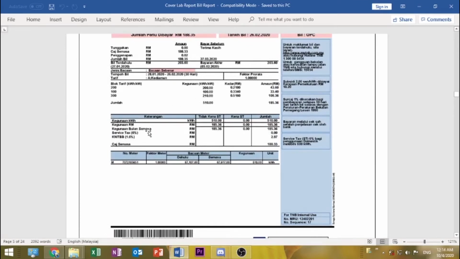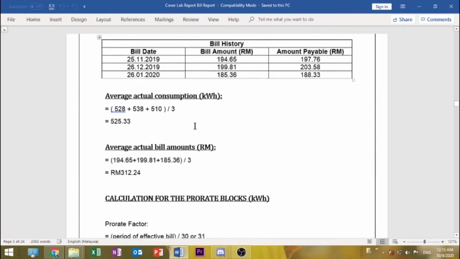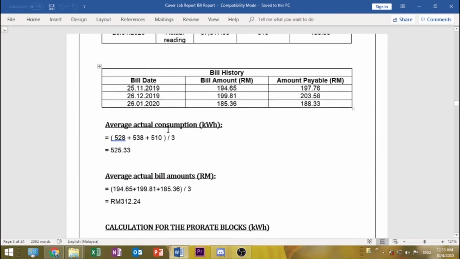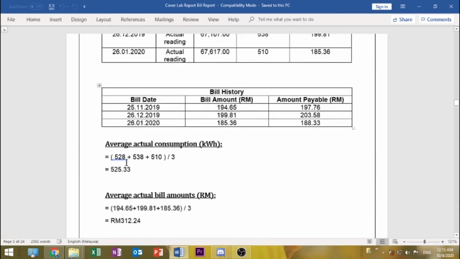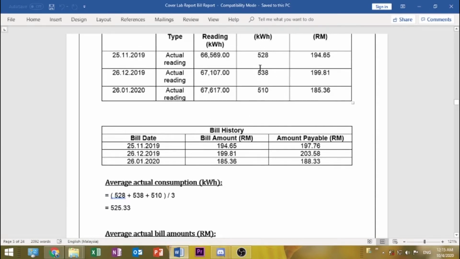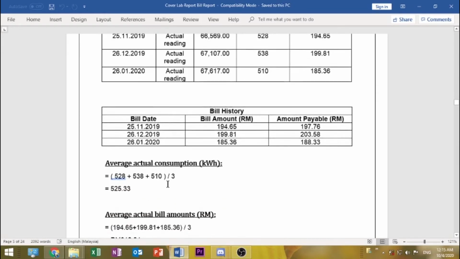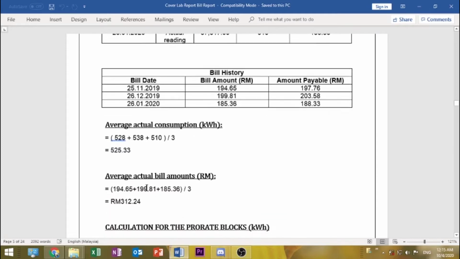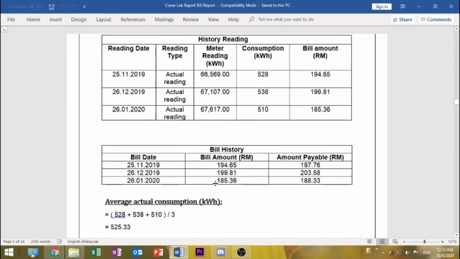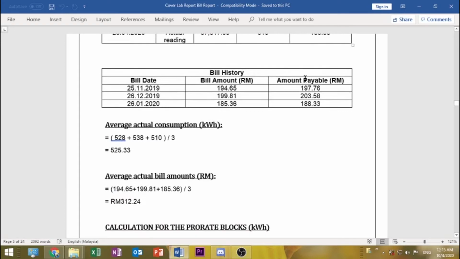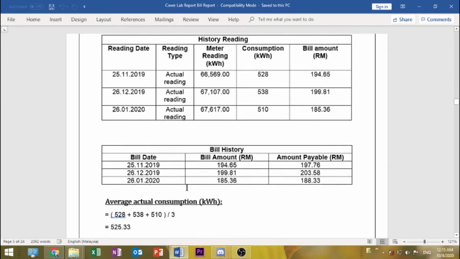without the charges of the service taxes and the late fines. So how did I calculate the average actual consumption? I took the 3 values of the consumption for each of the bills, which were a month of electrical consumption in kilowatt hours, and I added these 3 numbers up and divided by 3. I repeated it with the actual bill amounts. I took the three amounts in the bill and added them up and divided by 3 also.